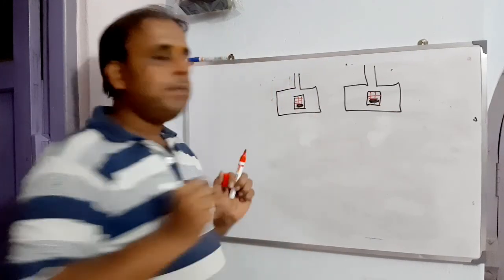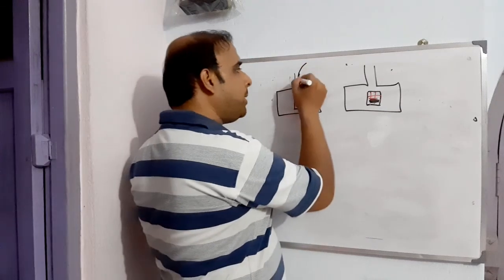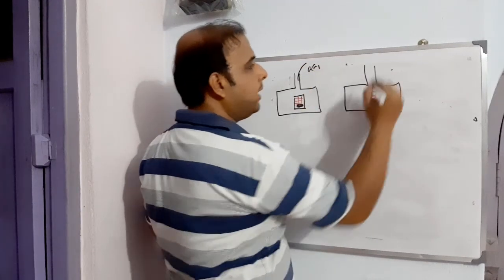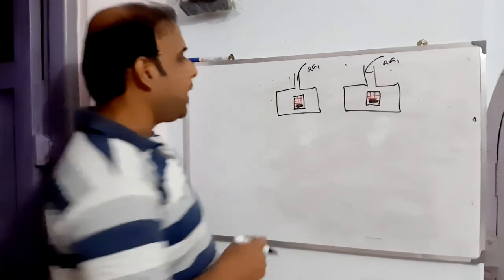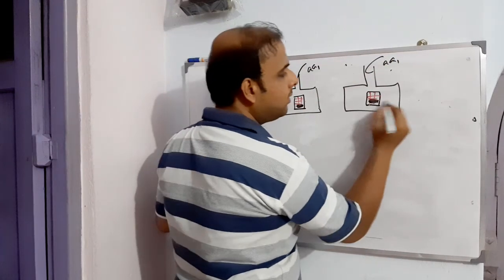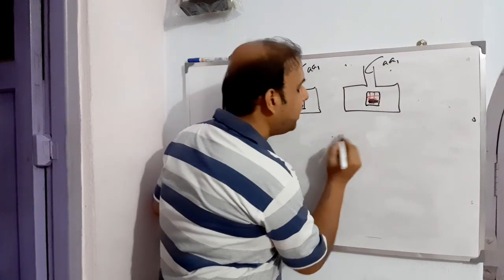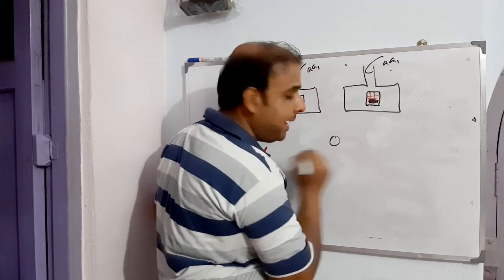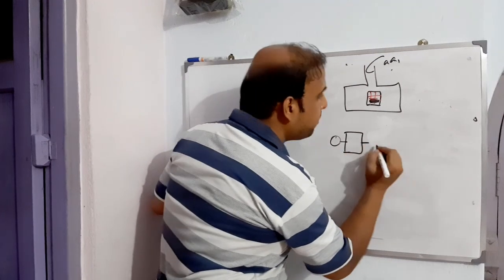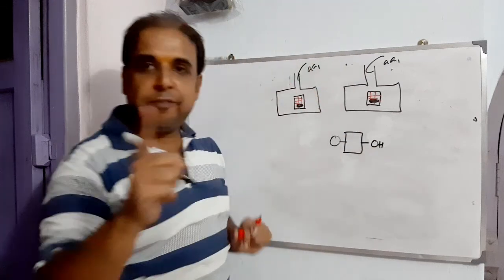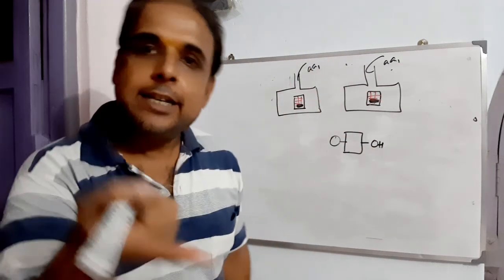Okay, now what next? You have to add the amino acid here. A1 here, A1 here also. In each bottle you have to add an amino acid. So what happens? Suppose we have a bead in which a linker is attached. The linker is providing what? A hydroxyl group. So definitely this will accept what? The C terminal of the amino acid.